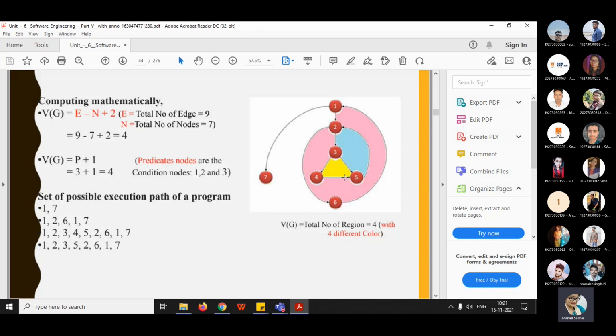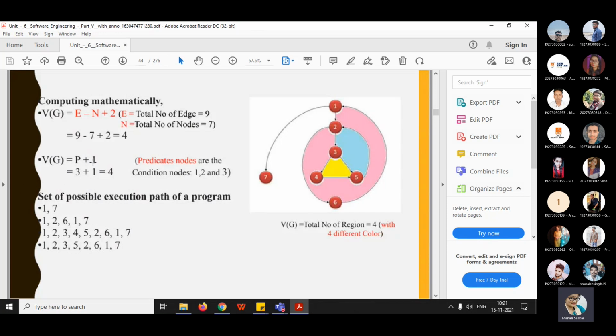This is when you are given edges and nodes. Now if you are not given that, but you are given predicate nodes, then how will you calculate? In your exam, they may ask you to calculate the number of regions of a given graph where predicate nodes are 3. If you are given predicate nodes, you just need to add 1 to that number, that is P plus 1, that is 3 plus 1.